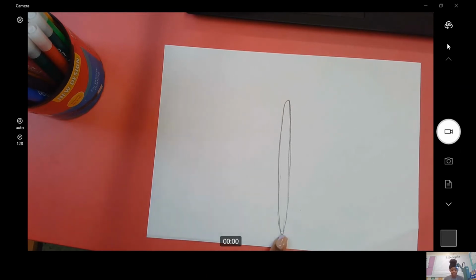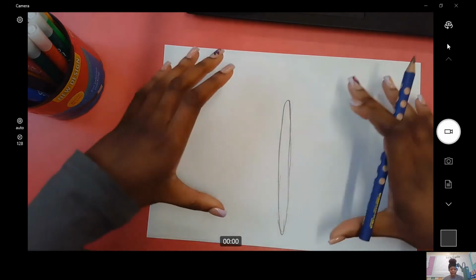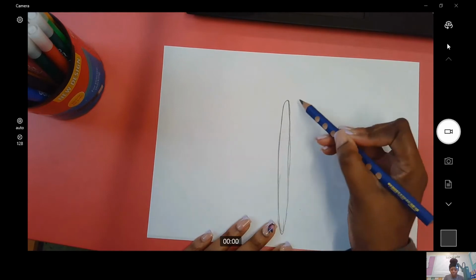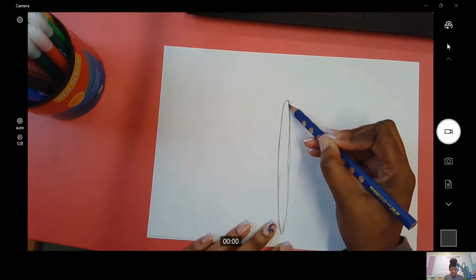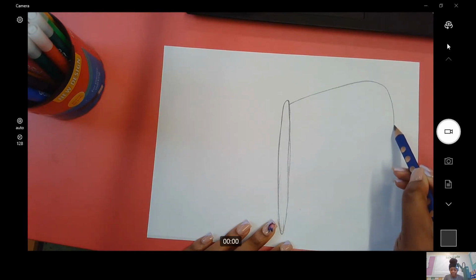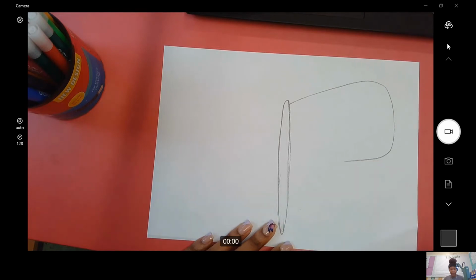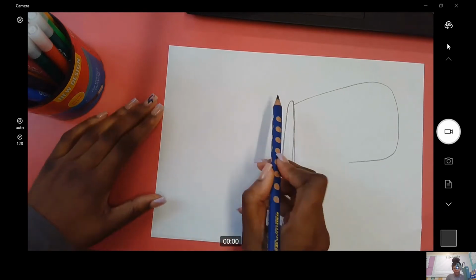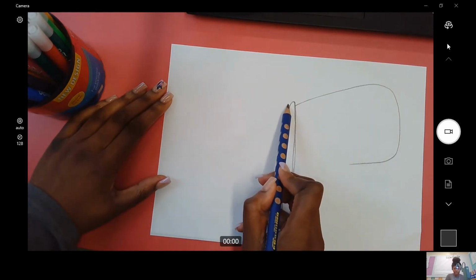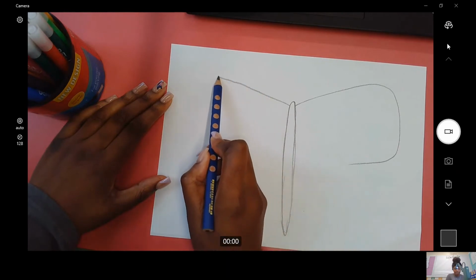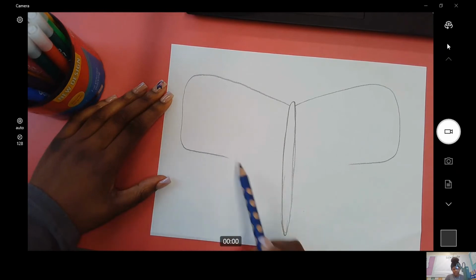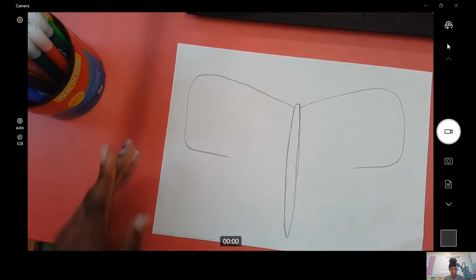So once you have your oval, remember butterflies are the same on both sides. Okay, so what we need to do is make sure they look the same on each side. So I'm going to draw one side first and then go over and do the other side. Okay, so I'm going to go out like this and then come in. Then I need to make sure that the other side looks the same, so they look symmetrical in shape. So I'm going to go out, around, down, and in. Okay, so they look somewhat symmetrical.